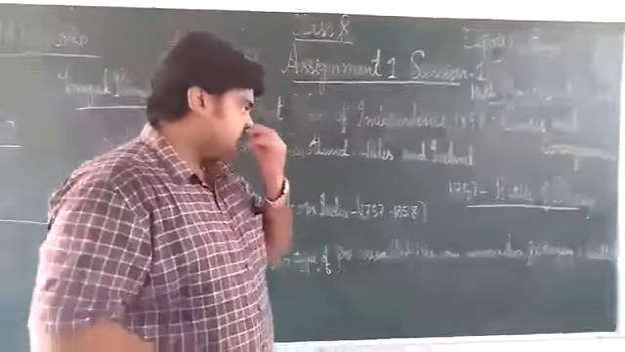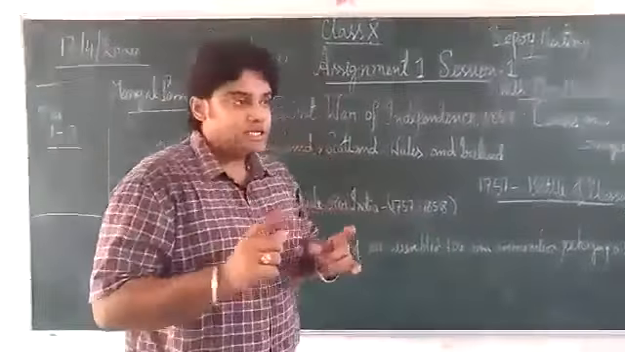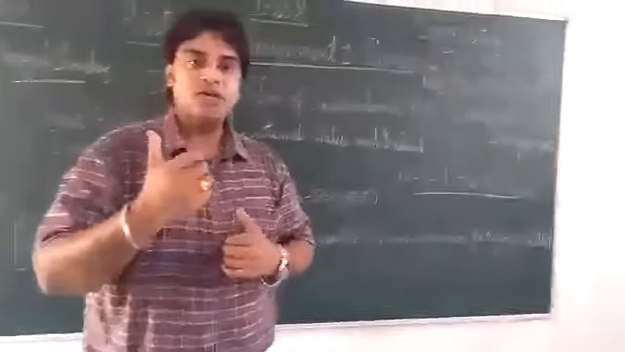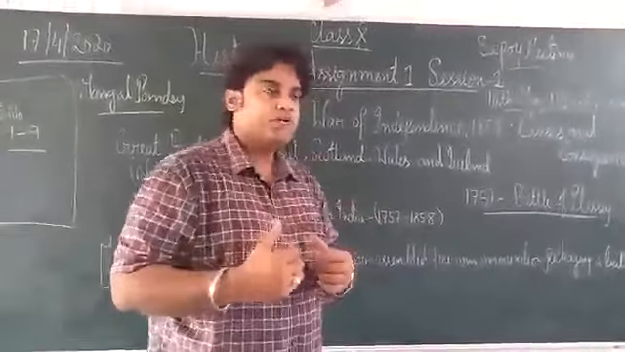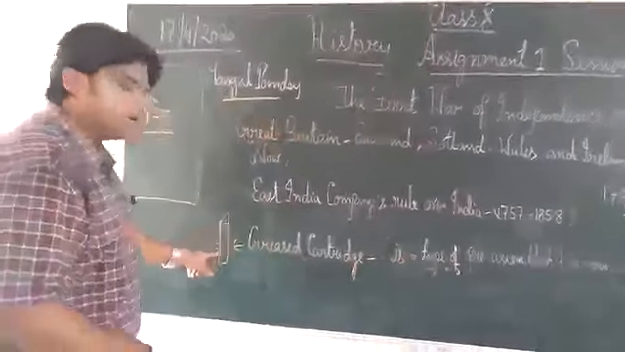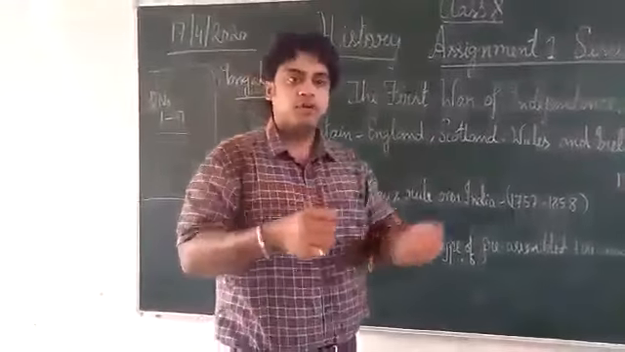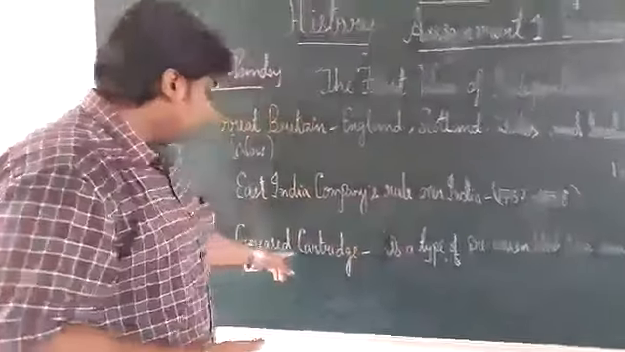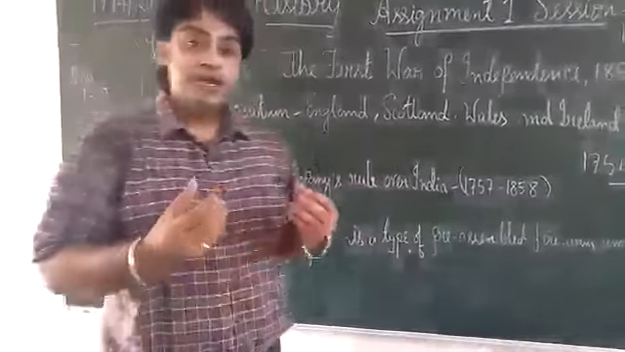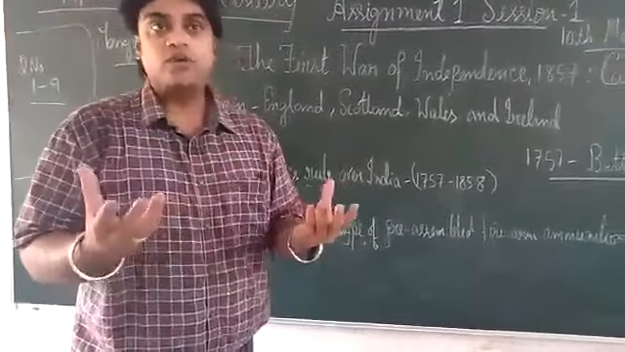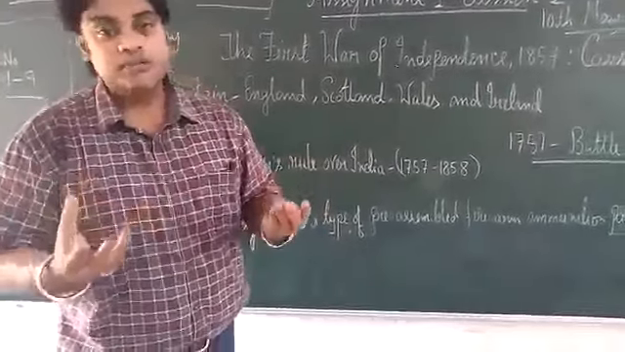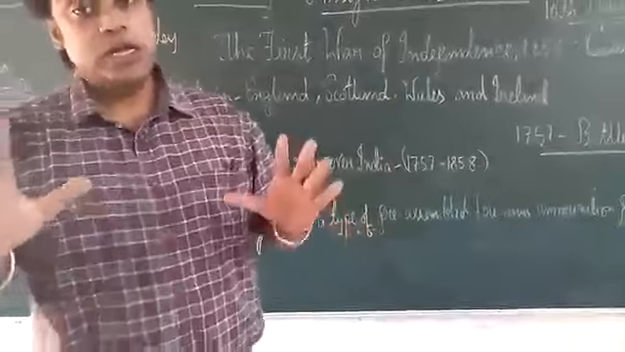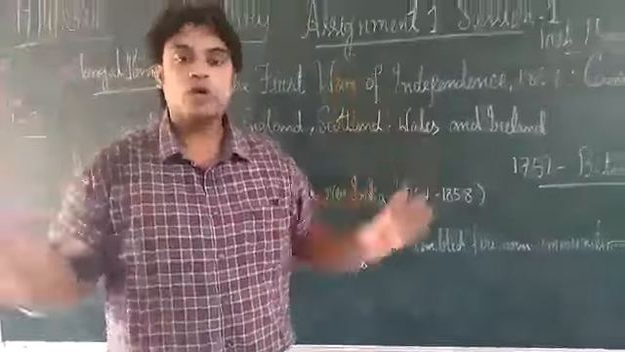So what happened was that the immediate cause was they introduced a kind of Royal Enfield rifles, where you have to use greased cartridges. You have to bite off it and put the gunpowder in the rifle, ready to shoot. Now that cartridge, the grease was, it was rumored, made from the fats of pork and beef. Now Muslims, they will not have pork. Hindus retaliated, no, we are not going to touch beef.